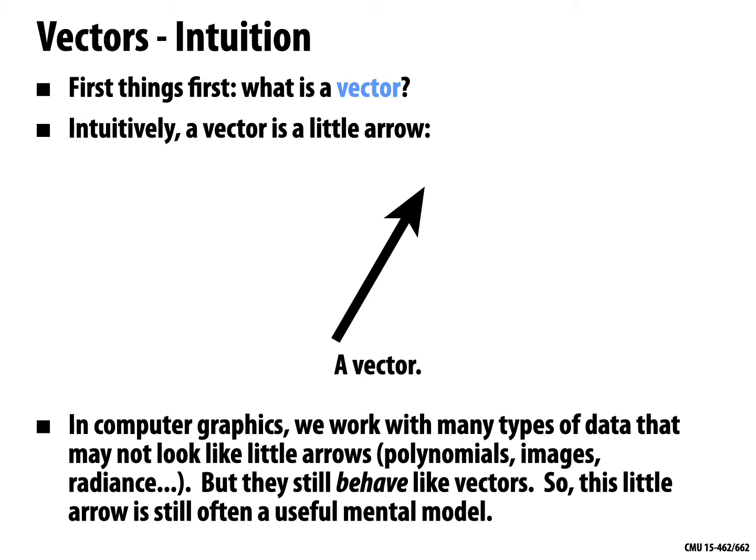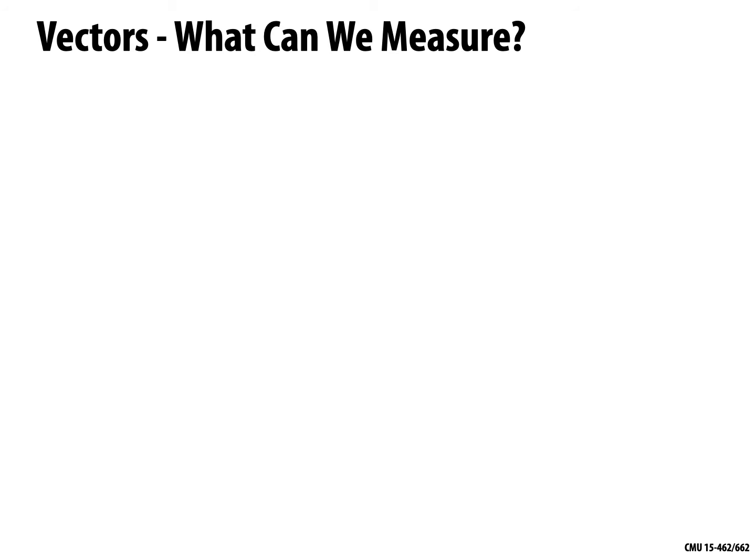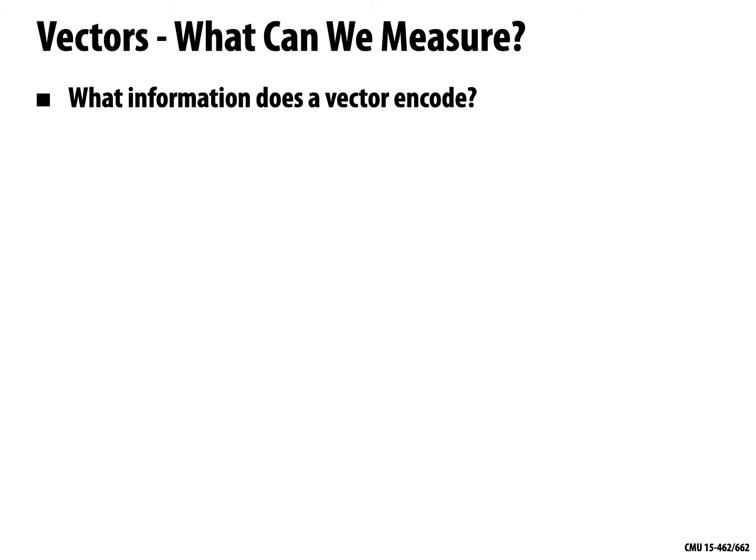So let's get a little more precise about what a vector is. One question to ask about any object, like a vector, is what can we measure? If I hand you a little arrow, what could you even say about that arrow? What information does a vector encode?